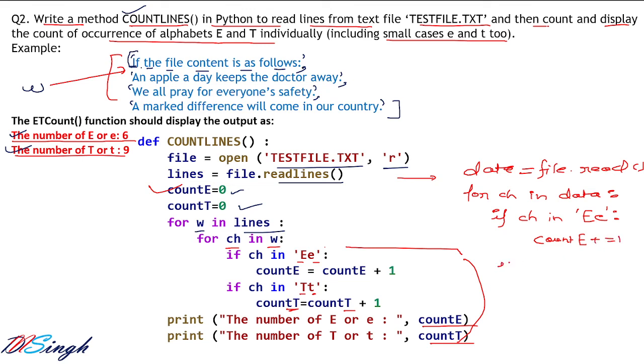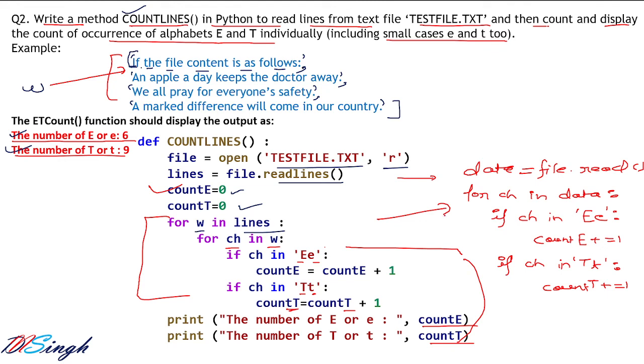If it is not the case, then we will have one more if condition: ch in capital T or small t in that string. Then what I can do is count of T plus equal to 1, increment, and then we have these two statements associated with it. So what is the difference between these two codes? This code is much heavier because it is utilizing a nested loop, while the other is using only one loop. So this code is better than this one.